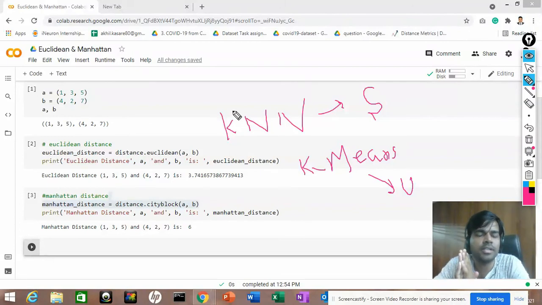So these two, Euclidean distance and Manhattan distance, are used, and I hope you got some idea about Euclidean distance and Manhattan distance.